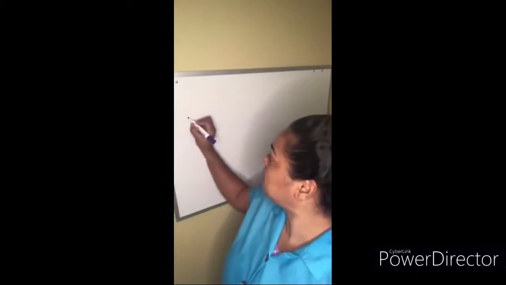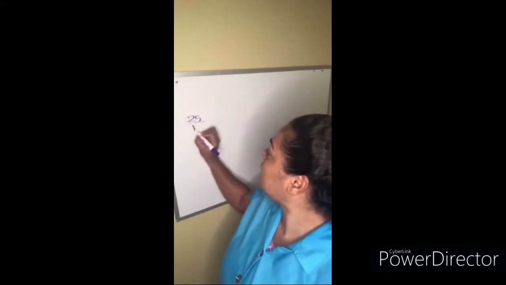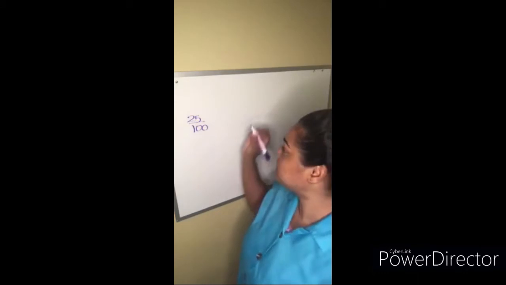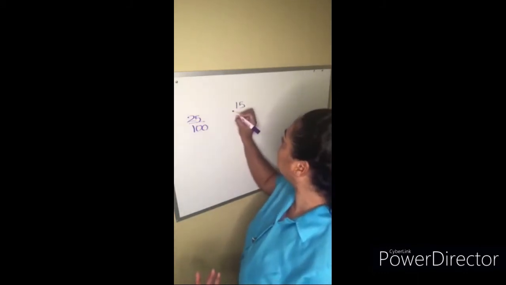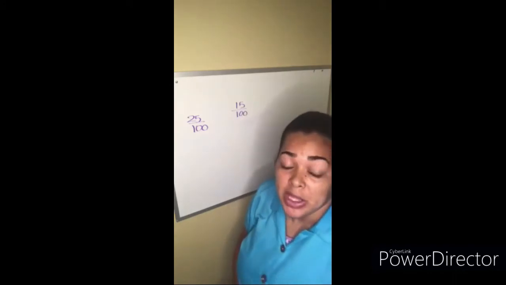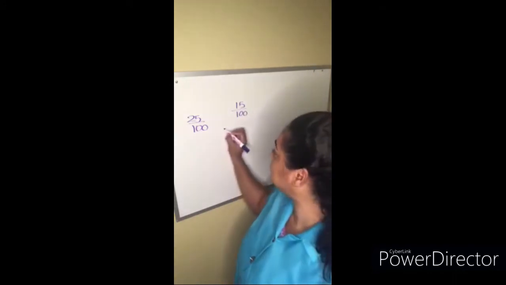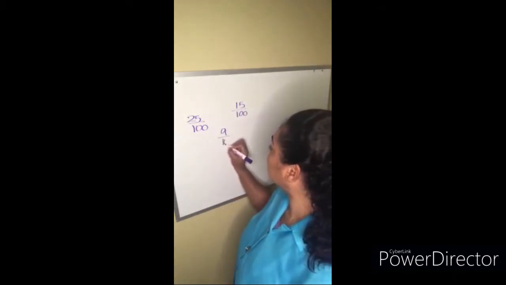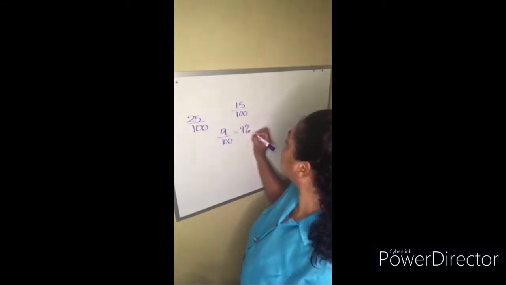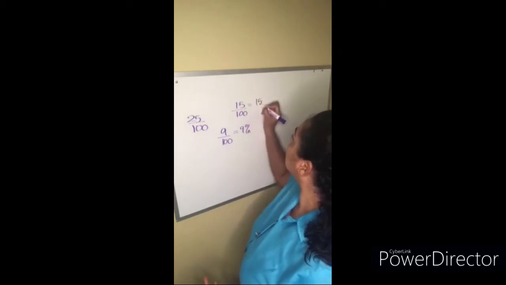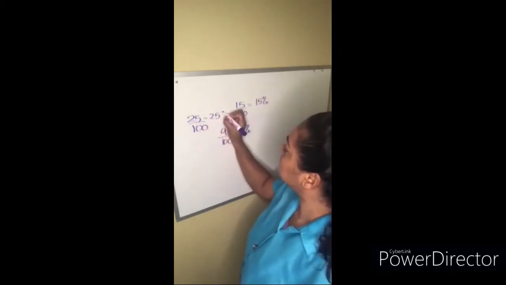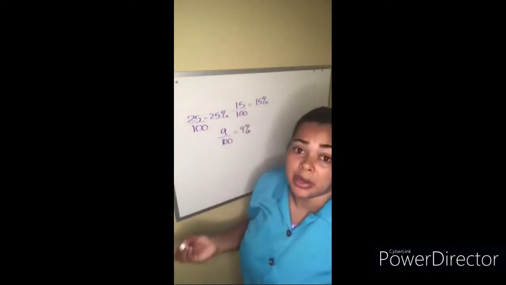If you hear 25%, that would be 25 over 100. If you hear 15%, it would be 15 over 100. If you hear 9%, 9 over 100. All of those are the same as these. It's the same thing.